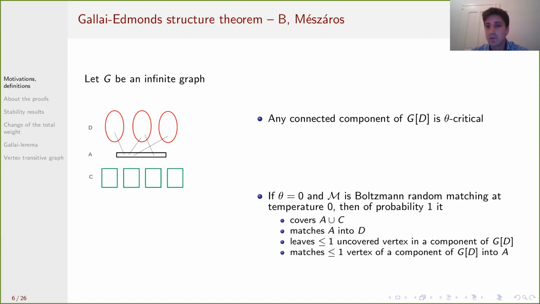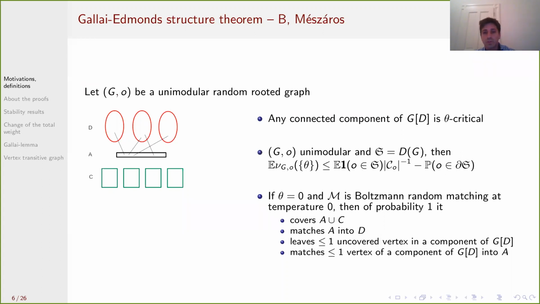Okay, what can we say when we are specializing to theta equals 0? Then in that case, let M be any Boltzmann random matching at temperature 0. Then with probability 1, the same statement holds. With probability 1, A and C will be covered. A will be matched into D. There is at most one uncovered vertex in GD, and at most one vertex of the component is matched into A. So these statements hold with probability 1.